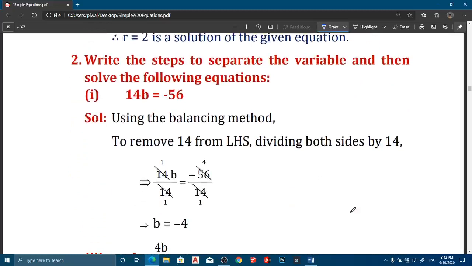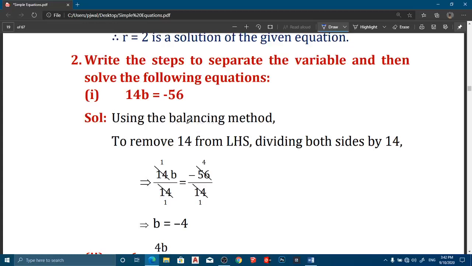Next, write the steps to separate the variable and then solve the following equation. For this we can use the balancing method, or you can use the transposition method also.